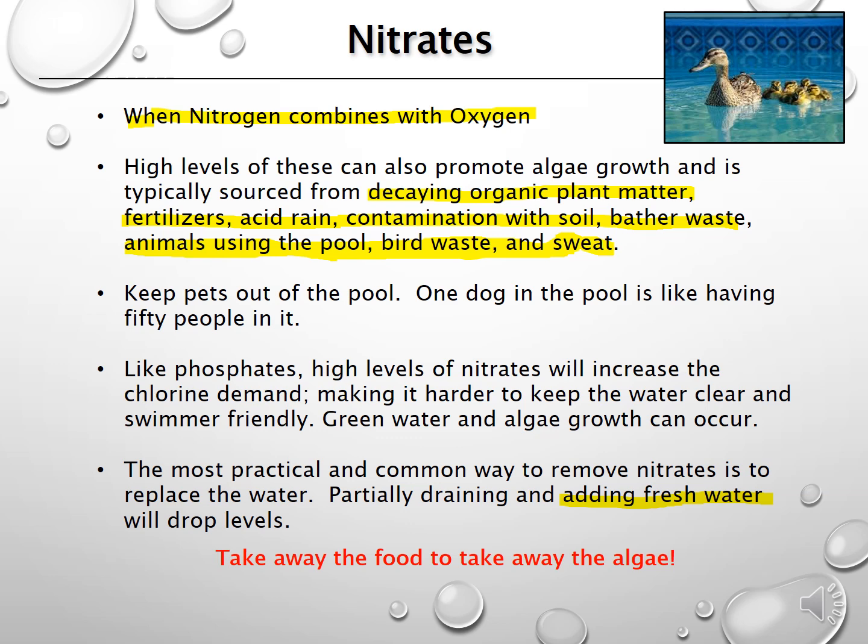The most practical and common way to remove nitrates is to partially drain some of the water and refill it with fresh water in order to drop the levels. Now, nitrates aren't always a problem and don't need to be addressed unless you actually see visible algae growth and all other sources of it have been eliminated.